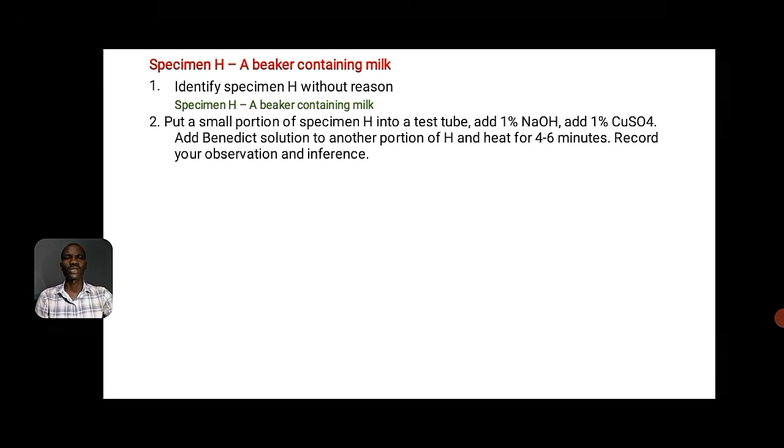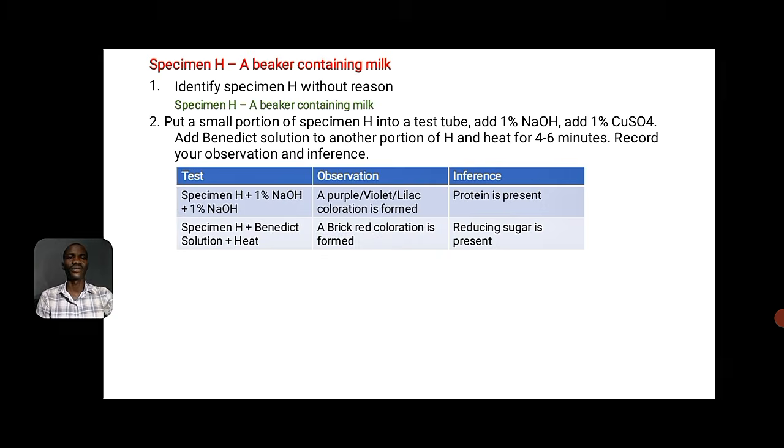Number 2, put a small portion of specimen H into a test tube, add 1% of sodium hydroxide, that's NaOH, and add 1% of copper sulfate, and add Benedict solution to another portion. So you are going to get 2 portions of specimen H into 2 test tubes. To one, you are going to add sodium hydroxide and copper sulfate. Then to the other, you are going to add Benedict solution. Record your observation and inference, like we used to do: test, observation, and inference.